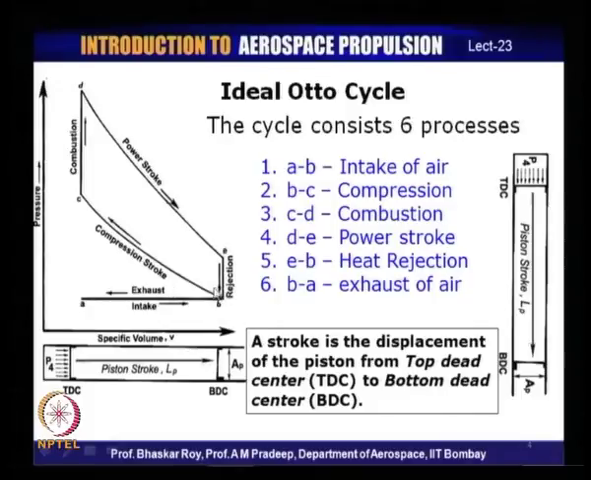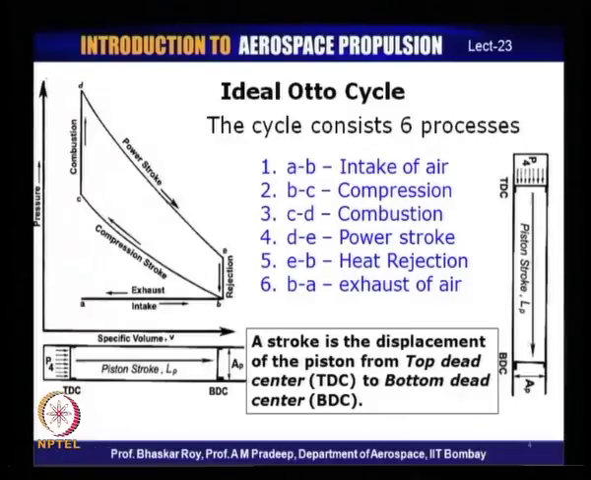The air comes in, gets compressed, the fuel gets burnt, then the high temperature, high pressure air is expanded, and then there is a bit of rejection of heat out of the system, and then the exhalation, the air is exhausted from the system. And this is the cycle which continuously occurs in this process which we call the Otto cycle.